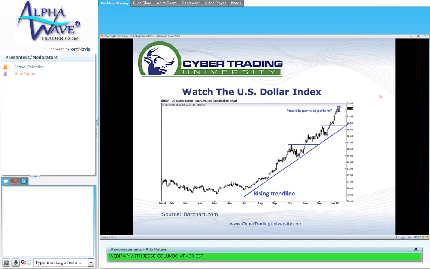You can short commodity-related stocks. There are fertilizer companies, agricultural-related companies, companies like John Deere. So everything works together in the financial markets, and that's why I don't differentiate or compartmentalize these markets so much. They all work together. So my typical starting point is watching the US dollar index.